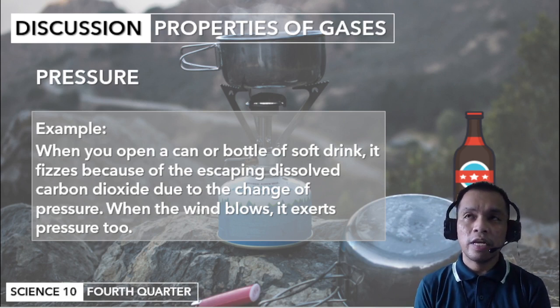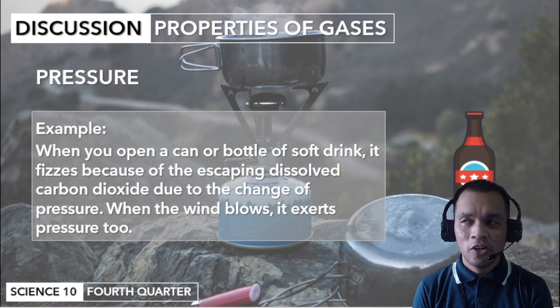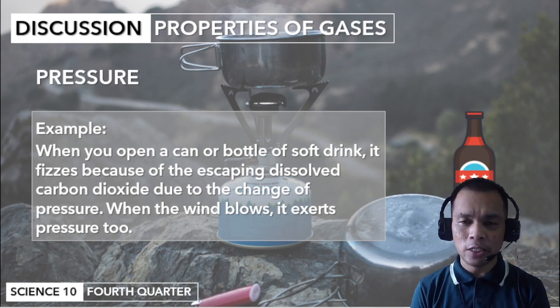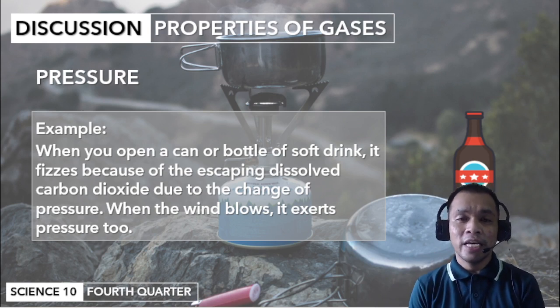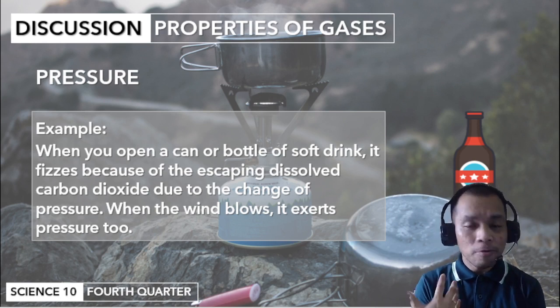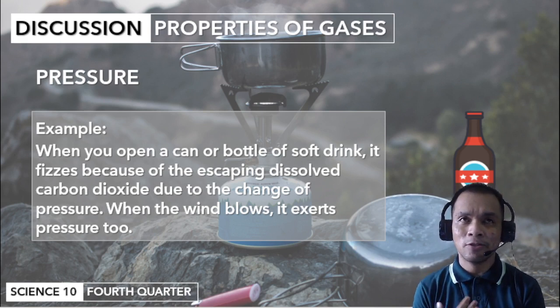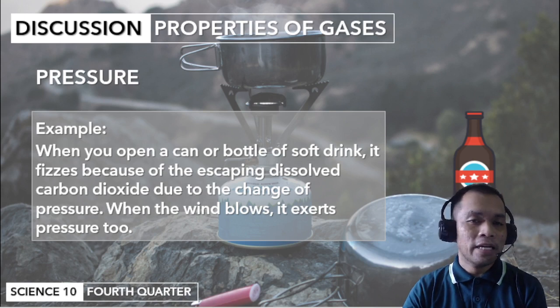So say for example, when you are near the beach, usually when the breeze comes to us, we can actually feel the pressure of the wind coming towards us. It's because of the movement or the direction of the wind. So basically, the wind carries the gases that come towards us, and then we can feel the pressure because we are actually going against the direction of the gas. Okay, that is why we feel the pressure.